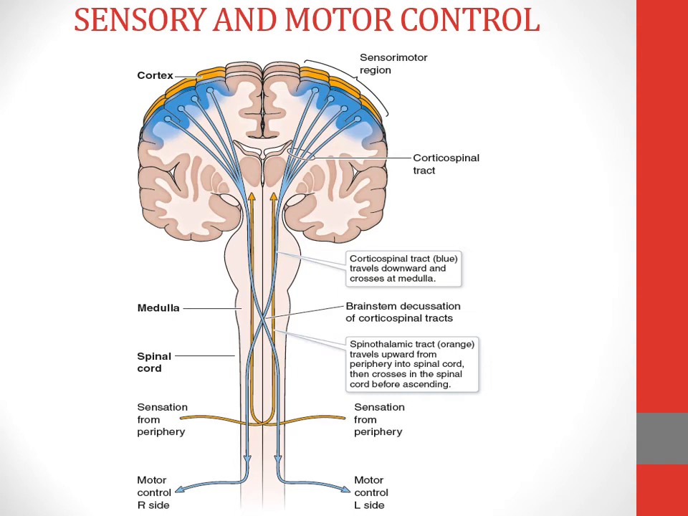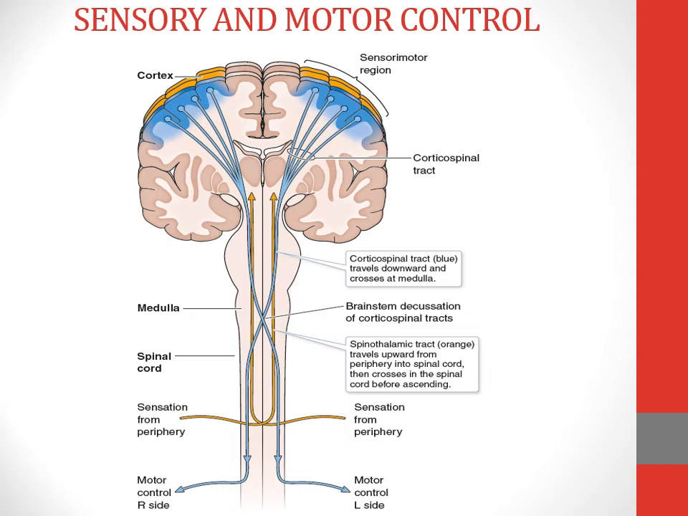Okay, so let's follow the corticospinal tract. So that's in blue here. It's going to start at the motor cortex, and the fibers are going to descend through the brain to the medulla, and there's going to be a crossover of fibers for the most part. About 80 to 90% of the motor fibers cross over to the other side of the nervous system.